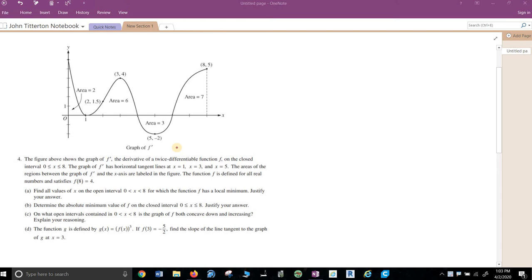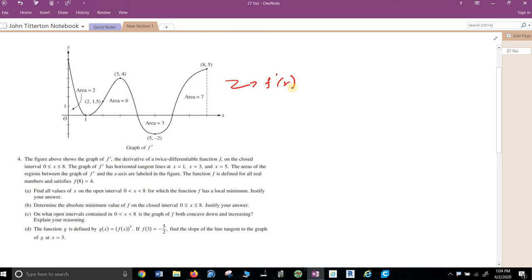But number 1 says find all values of x on the open interval at which the function has a local minimum. Now before I start the problem I do this. This is f prime of x, which reminds me that f is the integral, f double prime is the second derivative, the derivative of this. So where do we have a local minimum?